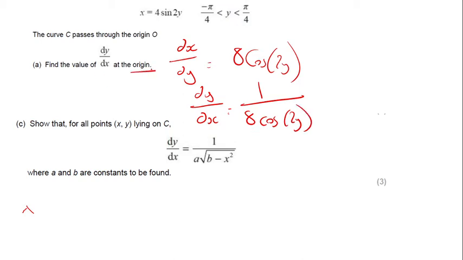Now we want it at the origin, so we know at the origin x and y are 0. We've got a y there, so what we're really doing is 1 over 8 cos of 2 times 0. 2 times 0 is 0, cos of 0 is 1, so that turns into an eighth. Okay, so my gradient is an eighth at the origin.